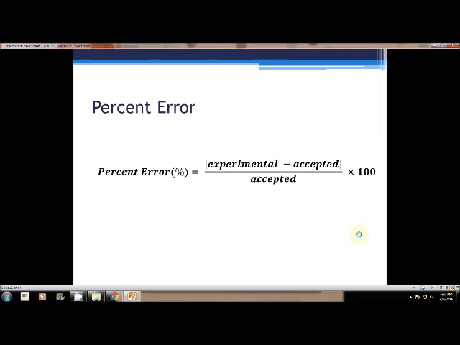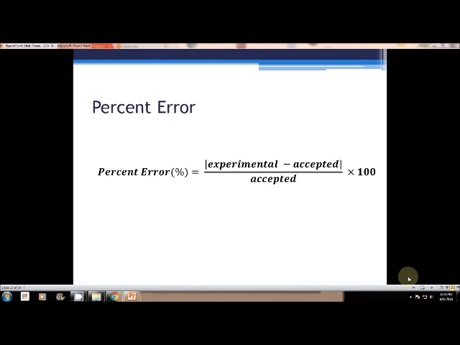We also have something that's called percent error. Percent error is the percentage that you had error. So you take the absolute value, that's what these vertical lines mean, of the experimental value minus the accepted value. And then once you subtract those two and take the absolute value of it, you divide by the accepted value and you multiply by 100. And that gives you the percentage that you were off.